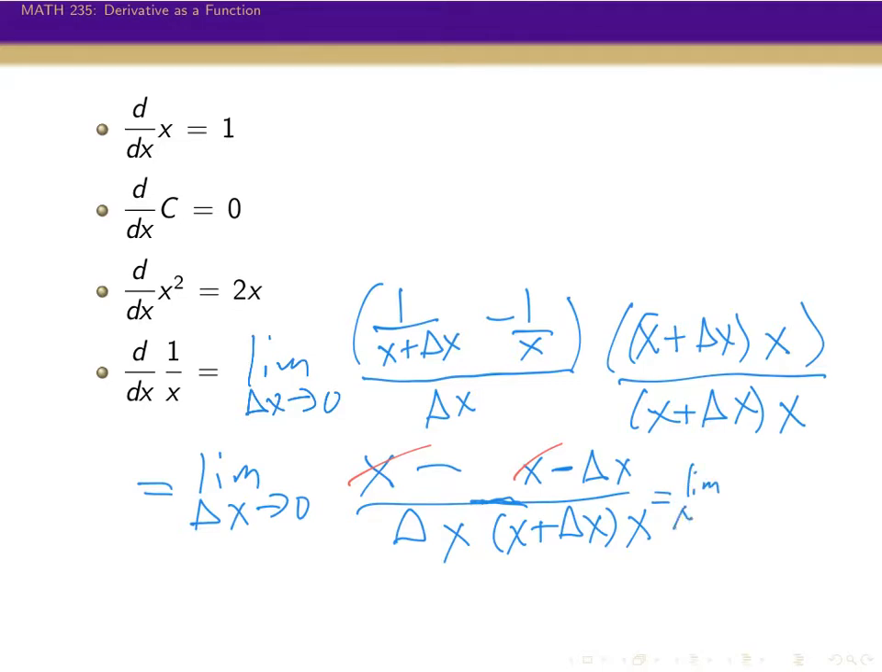And so I'm left with the limit as delta x goes to 0 of delta x on top, and then delta x times x plus delta x times x on the bottom. And this should be a minus sign up on top. That's important, I don't want to forget that. The delta x's cancel, leaving me a minus 1 on top.